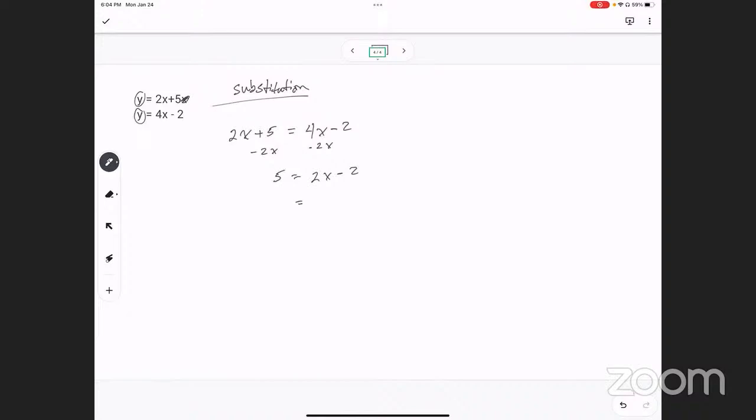Good. What will I get? 3. 7. Oh, yep. Don't forget you're adding it. And what's on this side? 2x still, right? Now what? Yeah. And then you divide 7 by 2. Perfect.